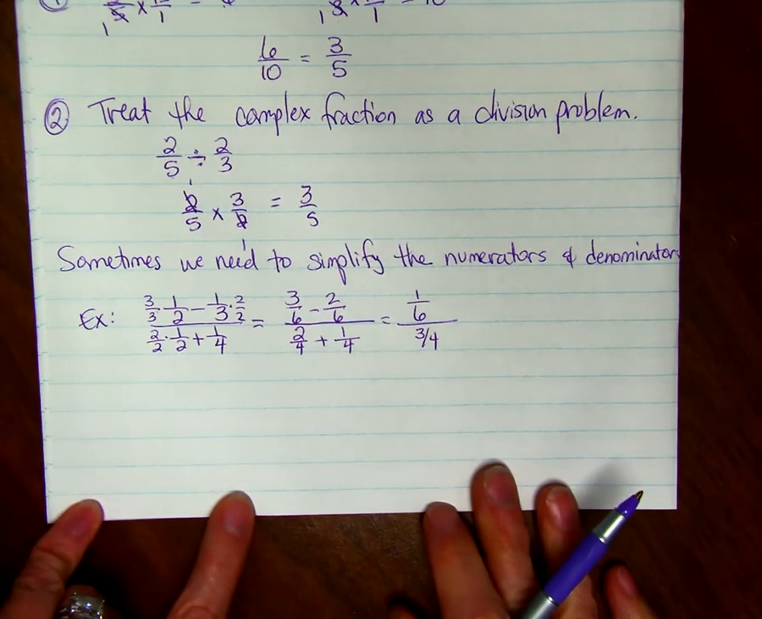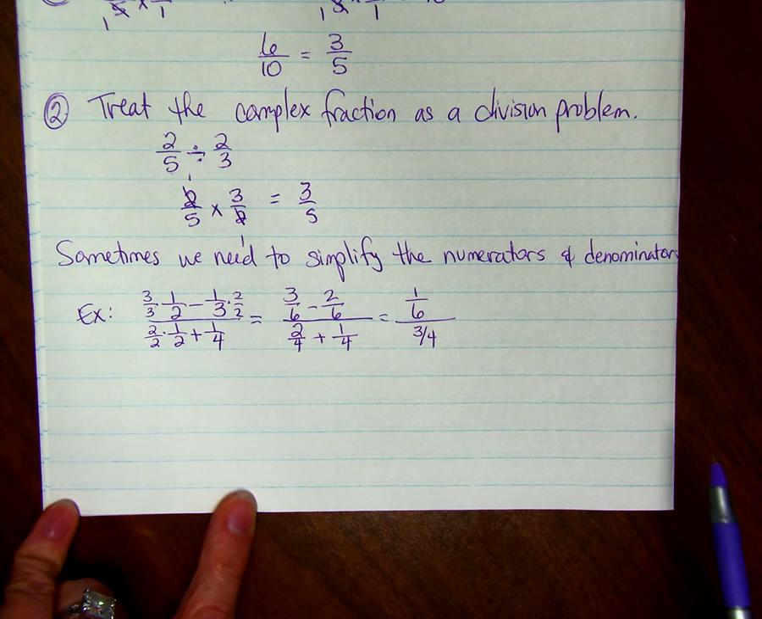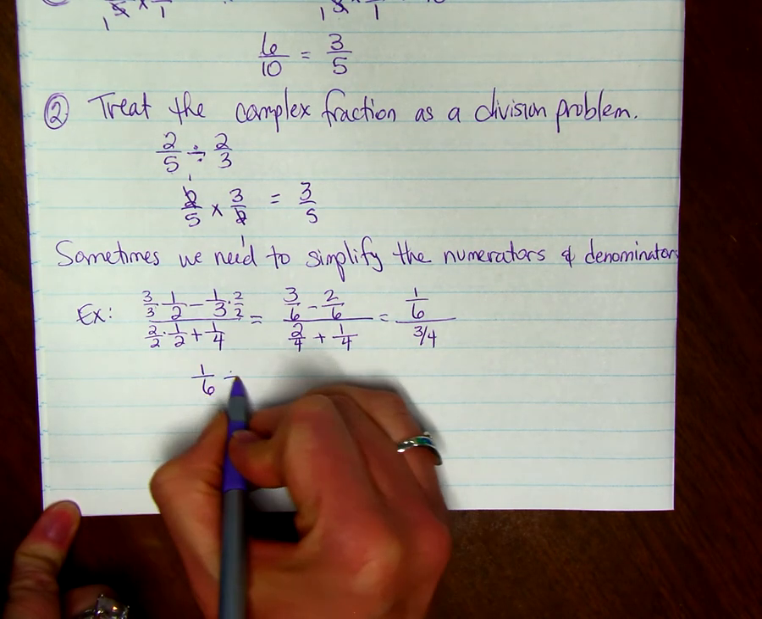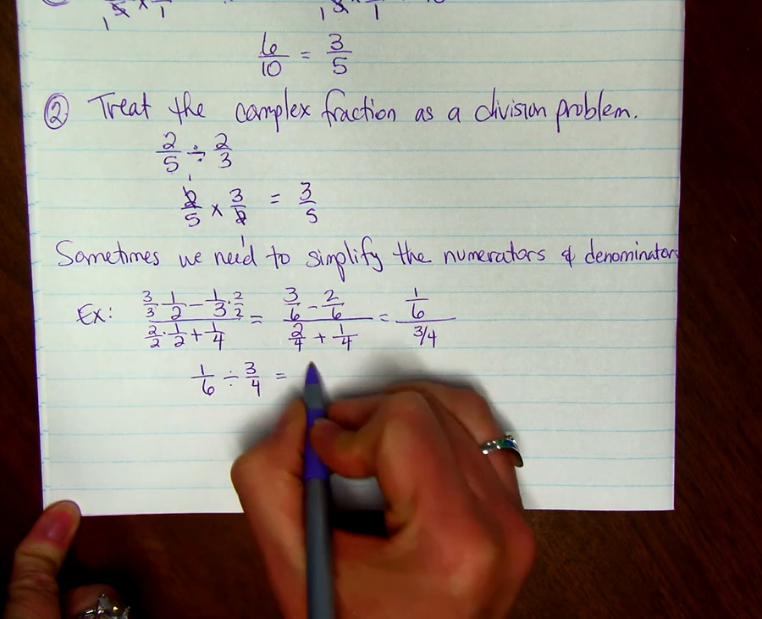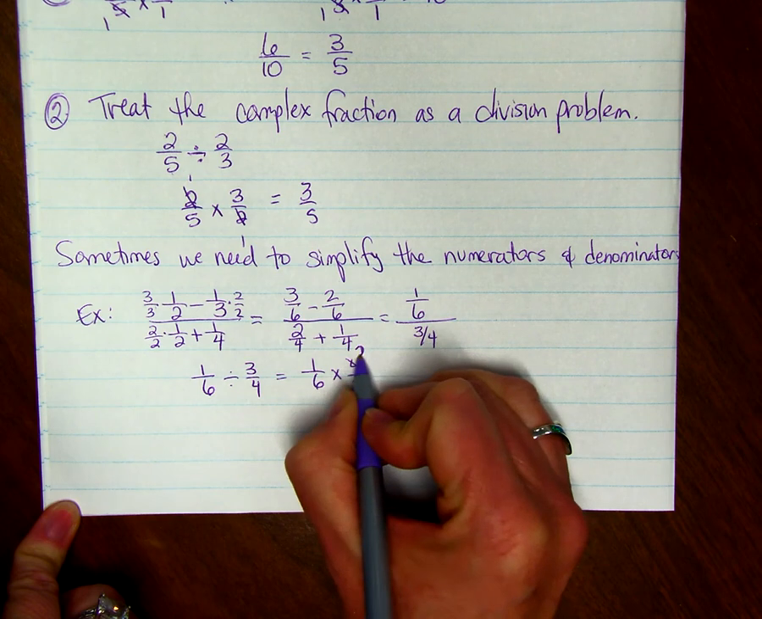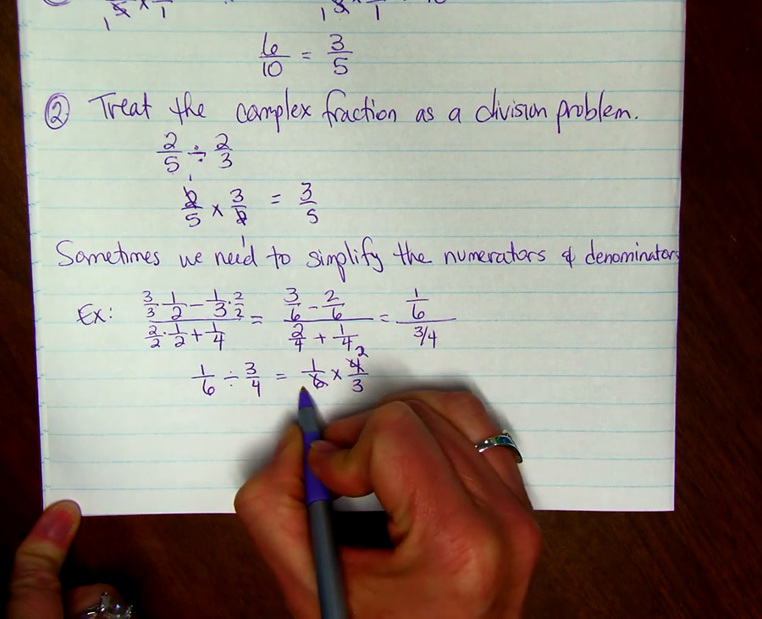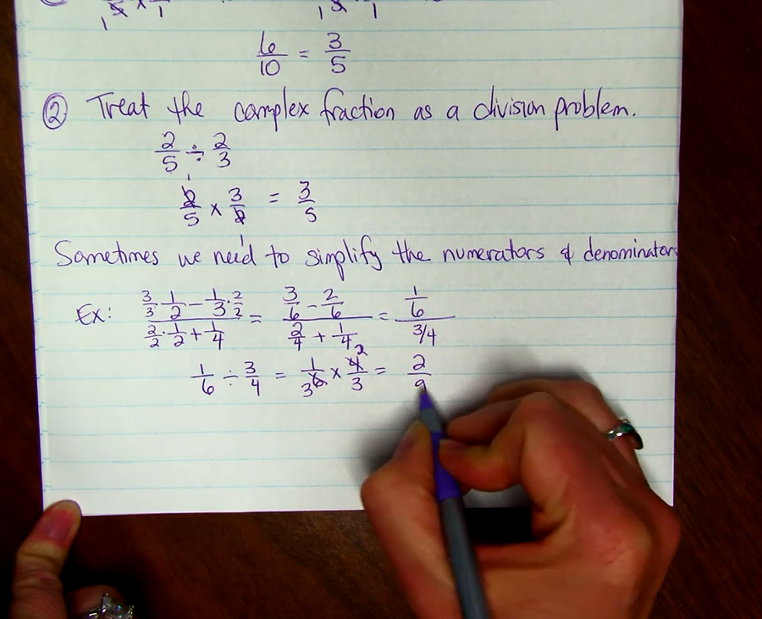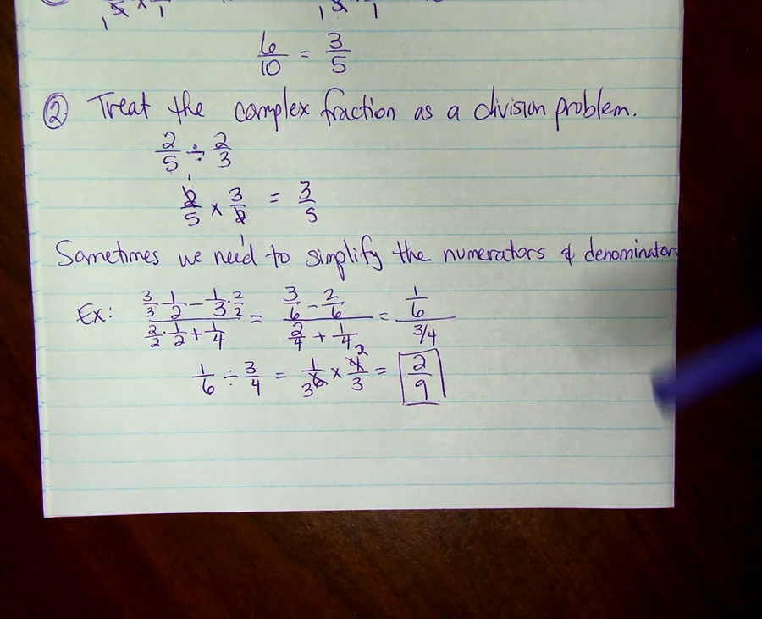And then you choose one of the two methods to solve this division problem. I like to choose the second one, 1/6 divided by 3/4, keep it, change it, flip it. 1/6 times 4 over 3, divide the 4 by 2 and get 2, divide the 6 by 2 and get 3. So the answer is 2/9. And that's the end of the lesson.